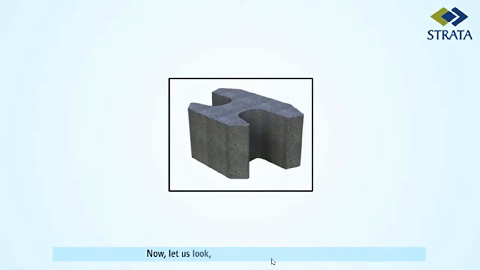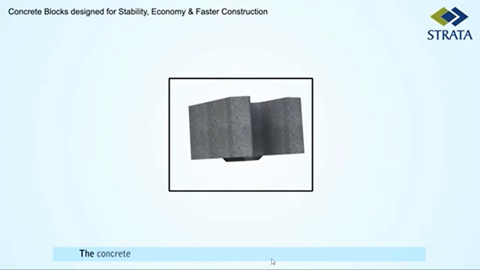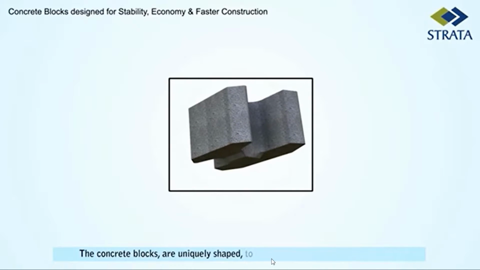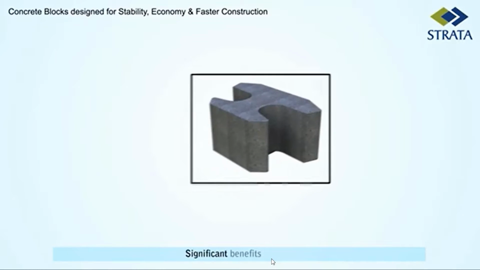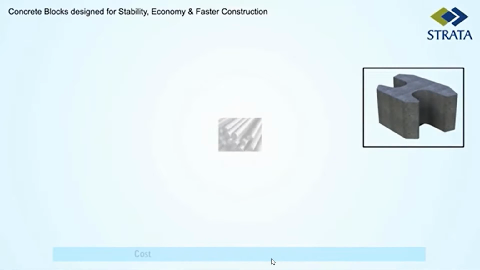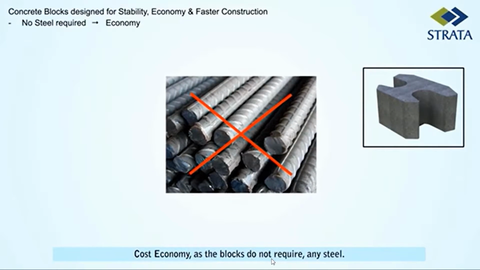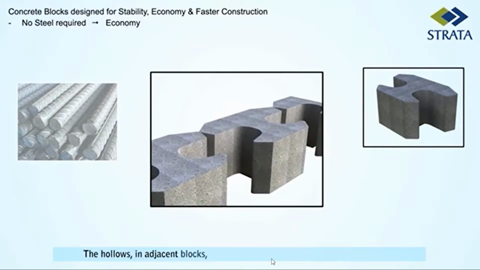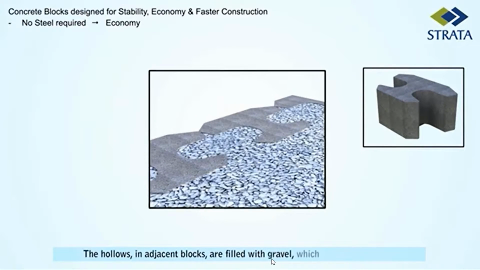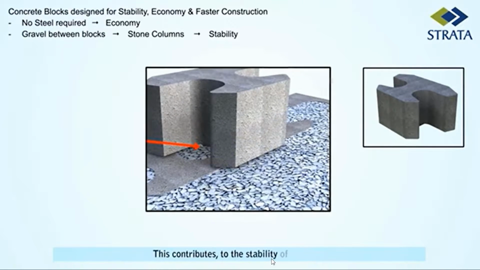Now, let us look at the blocks in greater detail. The concrete blocks are uniquely shaped to provide both stability and economy. Significant benefits include cost economy, as the blocks do not require any steel. The hollows in adjacent blocks are filled with gravel, which form stone columns. This contributes to the stability of the fascia.